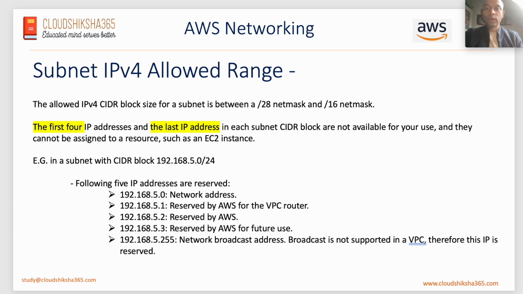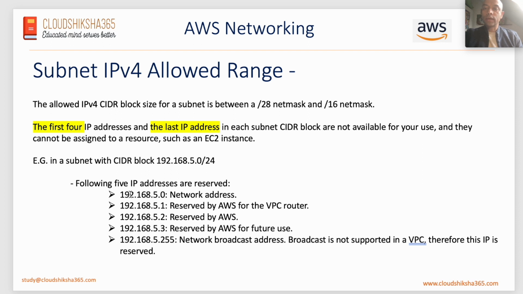For example, as we discussed earlier, the CIDR block can be between /16 and /28, and in each subnet, when you are setting up this CIDR block, 5 IP addresses you cannot use. The first 4 and the last one cannot be used. Just for example, I have taken a CIDR block, let's say 192.168.5.0/24. This CIDR block represents 256 IP addresses, but you cannot use 5 of them, the first 4 and the last one.